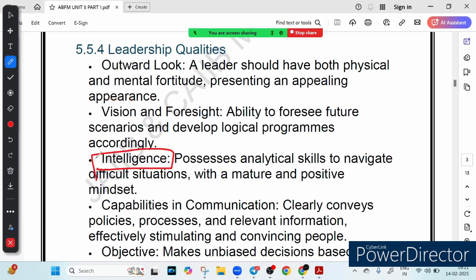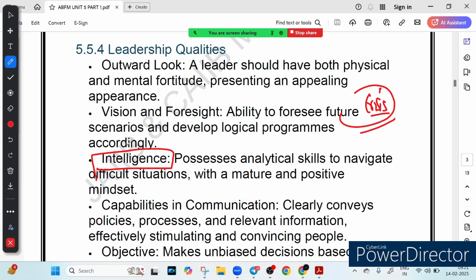The third quality: intelligence and decision-making ability or skills. What if a crisis hit your bank tomorrow? What will happen? Tell me, if a crisis hit your bank tomorrow. A leader with sharp analytical skills and a calm mindset will navigate through it like a pro. Smart decisions separate great leaders from the rest. So that is called intelligence.